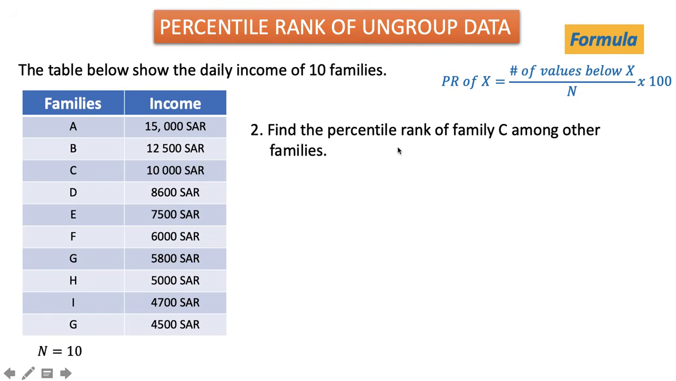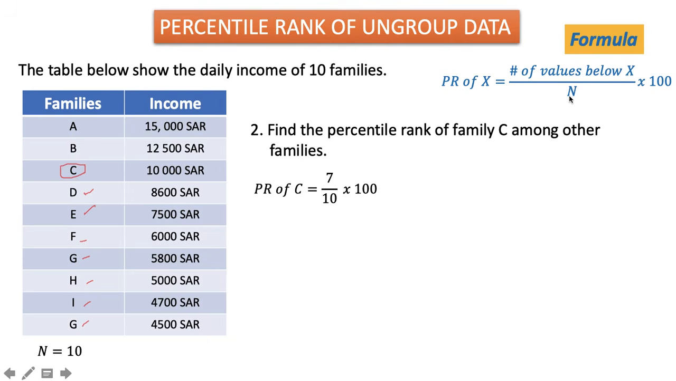Okay, let us take this given example. Now, our subject here is family C. We will just identify how many families are below family C. So we have here 1, 2, 3, 4, 5, 6, 7. So that is why our number of values below x is 7.